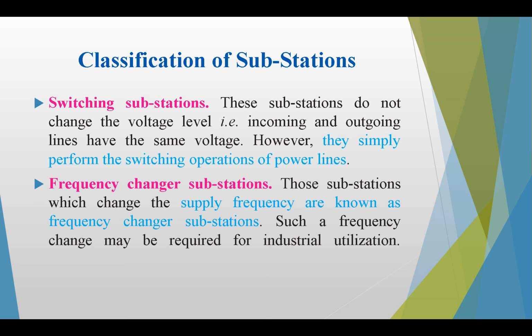The third one is the frequency changer substation. In this type of substation, the supply frequency is changed, and it is known as a frequency changing substation. Such a frequency change may be required for industrial utilization. So such a substation will change the supply frequency to the different frequency levels we need in industry. So this type of substation is called a frequency changer substation.